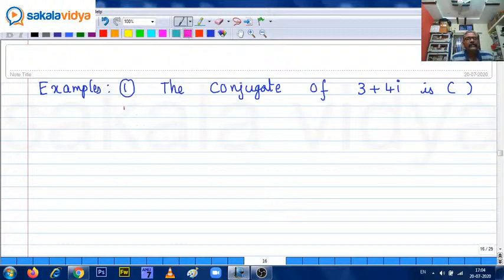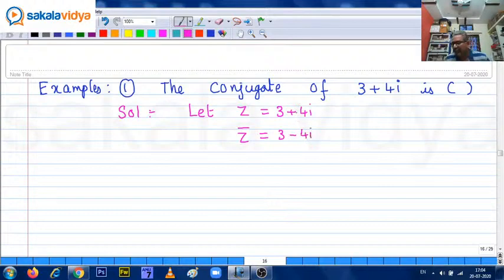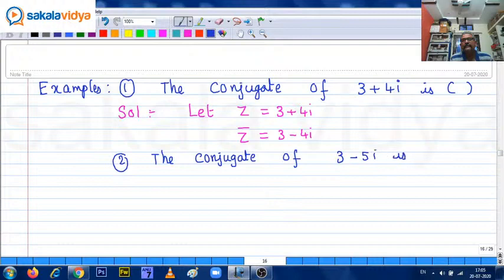Now, this is my choice now. Let us say z is equal to 3 plus 4i, conjugate z bar, just change the sign, that's all. Change the sign of imaginary part only. So now I ask you one question now. The conjugate of 3 minus 5i is.